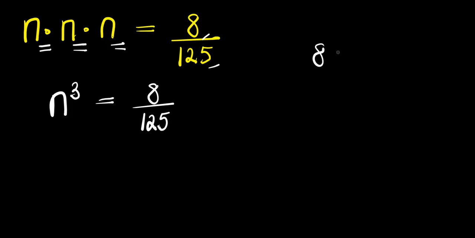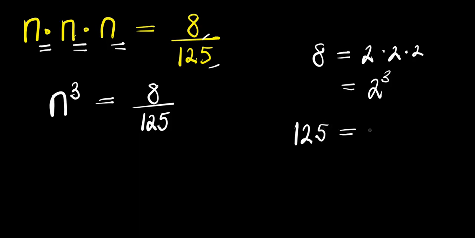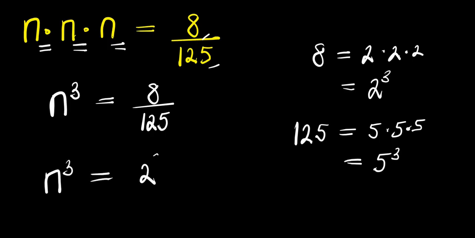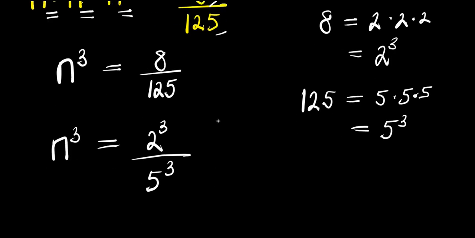And from here we can have 8 equals 2 times 2 times 2, that is 2 power 3. And also 125 equals 5 times 5 times 5, and this is 5 power 3. So n power 3 equals 2 power 3, that is 8, divided by 5 power 3, that is 125.